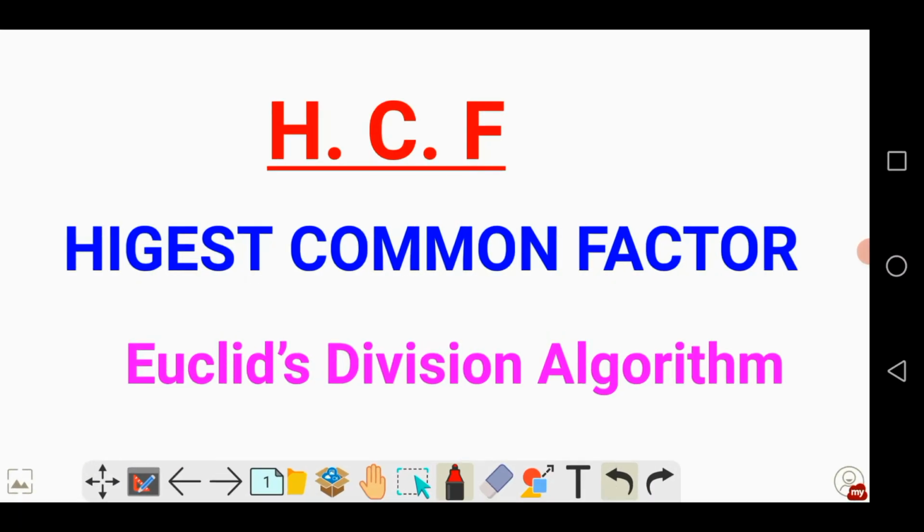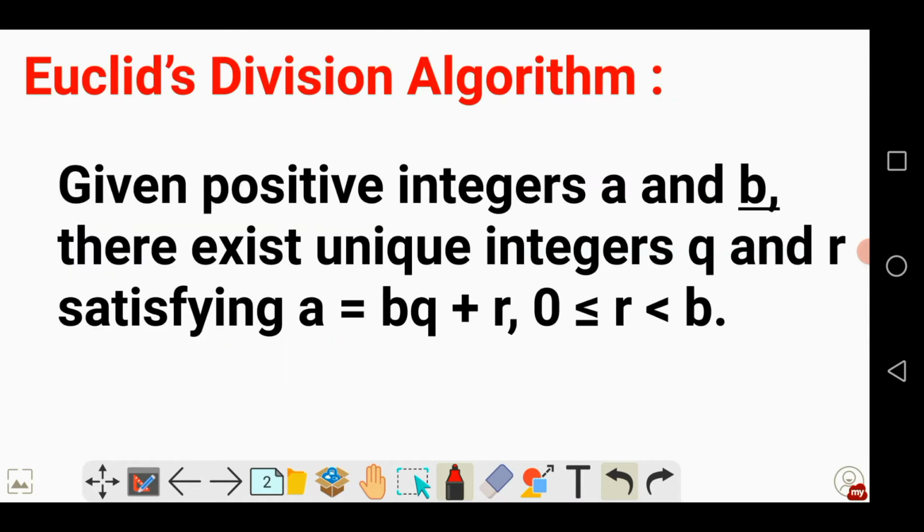Today we are going to talk about HCF, highest common factor, by using Euclid's division algorithm. Euclid's division algorithm is used to find out that HCF value. Now we move to the definition of Euclid's division algorithm. So what is the definition?